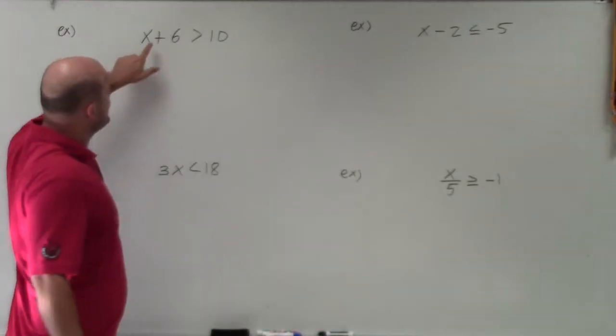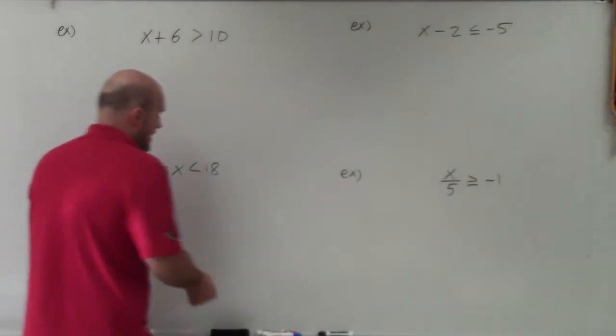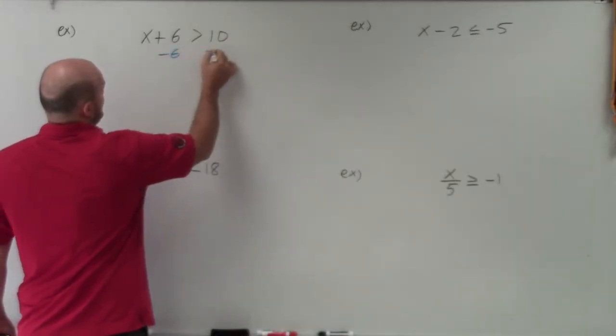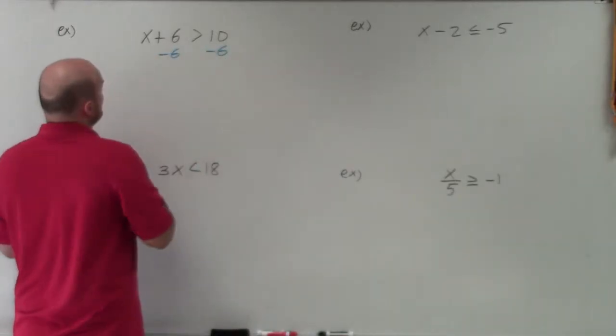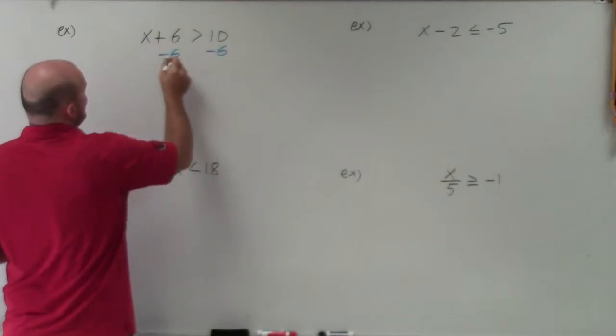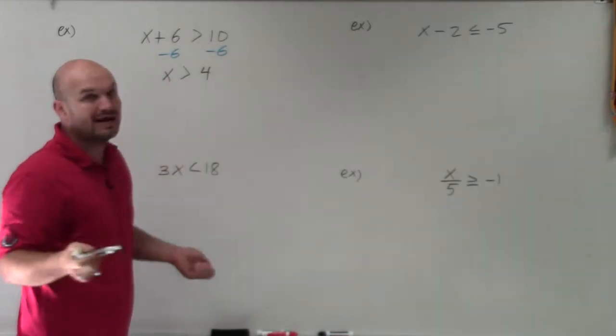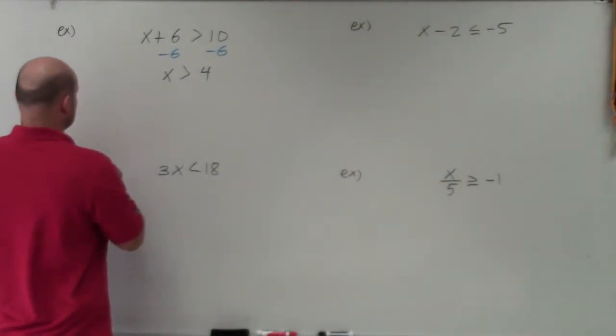So we need to identify what operations are happening to our x that we need to undo. You can see here my x is being added by 6. So to undo adding 6, I am going to subtract 6 on both sides. When doing that, 6 minus 6 is 0. So I'm left with x is greater than 4. Now I need to go ahead and graph this.